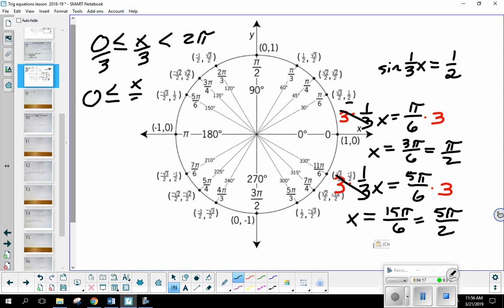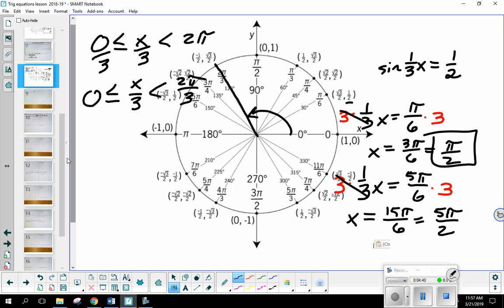Less than or equal to x over 3, less than 2 pi over 3, that won't reduce, right? So see, I can no longer go the full revolution. I can only go to 2 pi over 3. I have to stop right here. So for example, is pi over 2 in that range? Yeah, so pi over 2 is an answer, right?